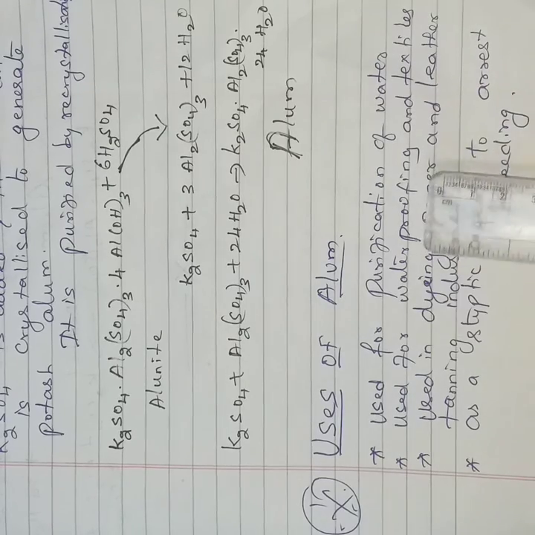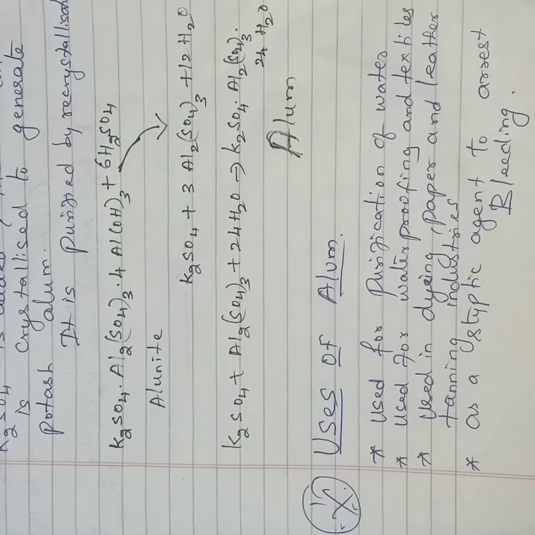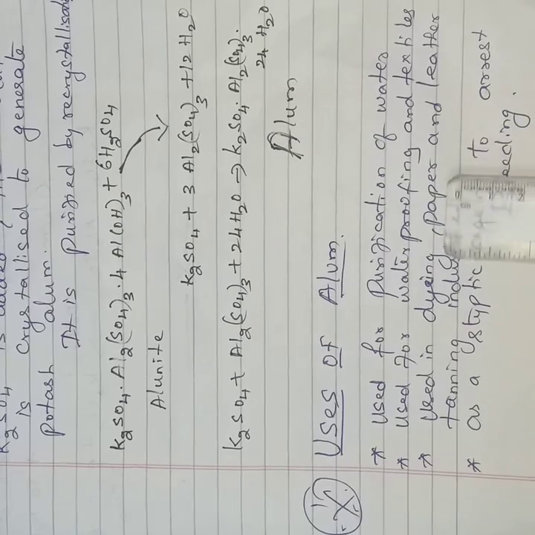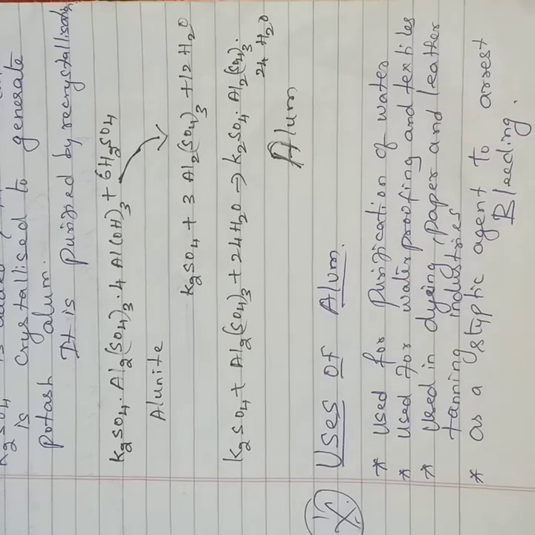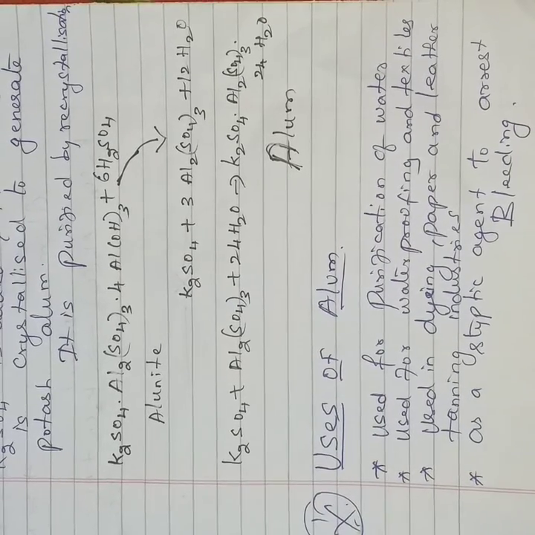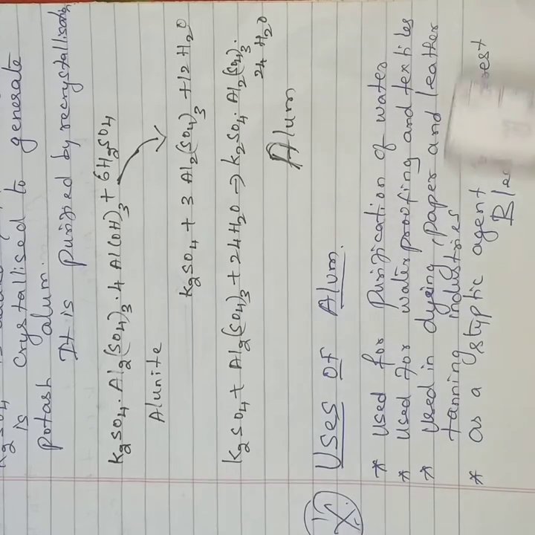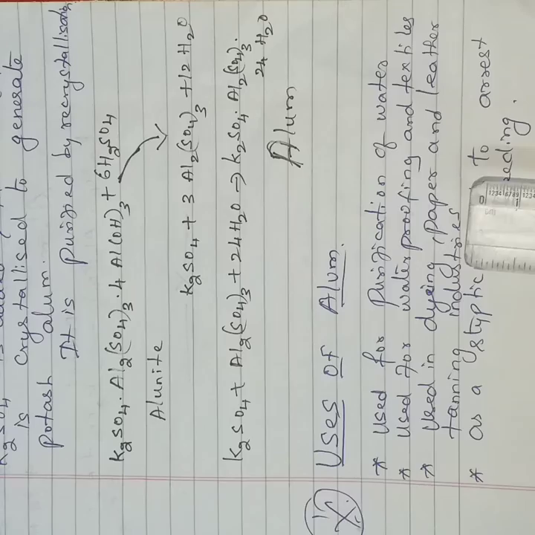Then it is used for waterproofing textiles. Suppose a raincoat or an umbrella, for such waterproofing of textiles, alum is used. Then it is used in dyeing cloth or paper and in leather tanning industries. Leather tanning means that animal hides or skin are converted into leather, which is called the leather tanning industry. This alum is used because of the hardness it gives.